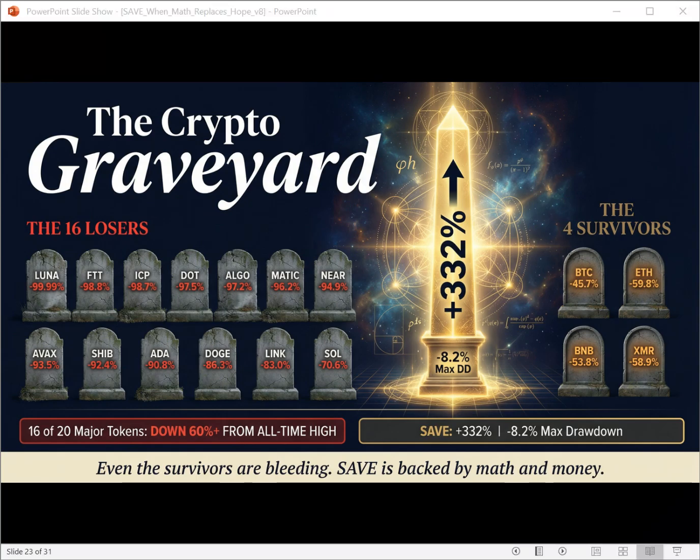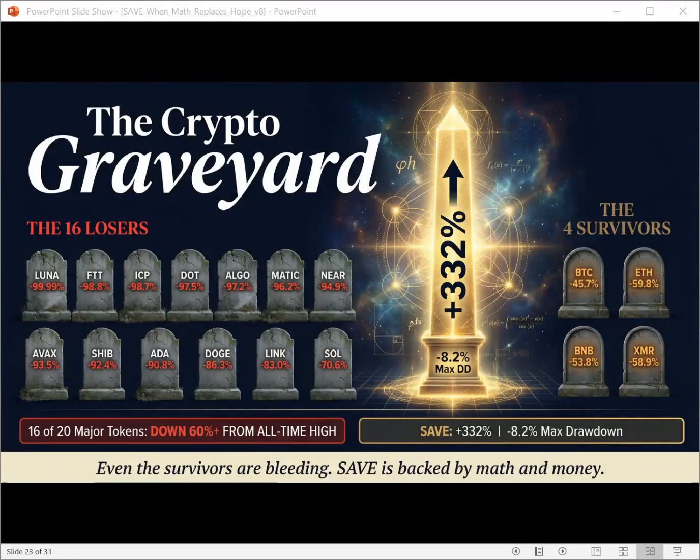Look at the top 20 tokens from the 2021 bull market and where they are now. If you look at the percentages, they're all down over 95%, except Solana, which is down about 73%. 16 out of the 20 lost more than 60% of their value. These were not obscure meme coins. These were the top 20 tokens institutional investors held. Billions of dollars simply evaporated.